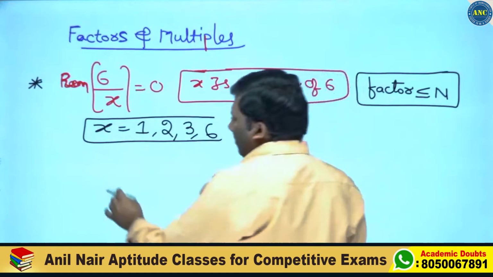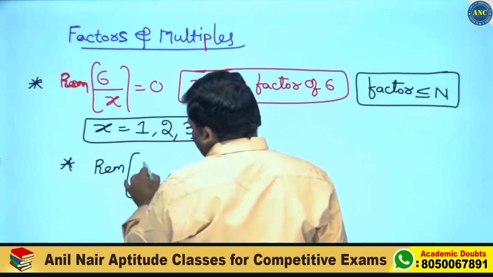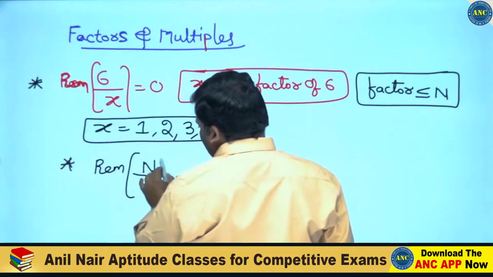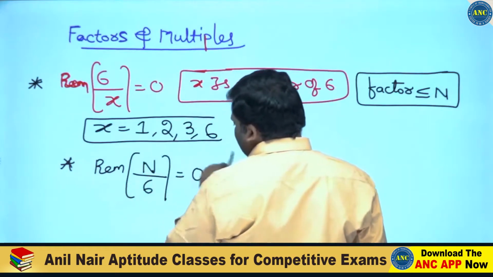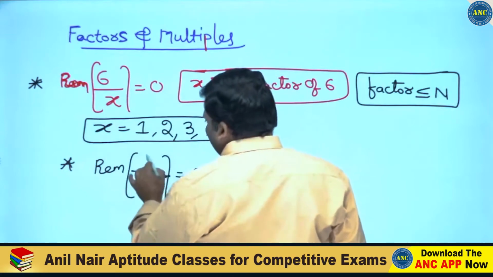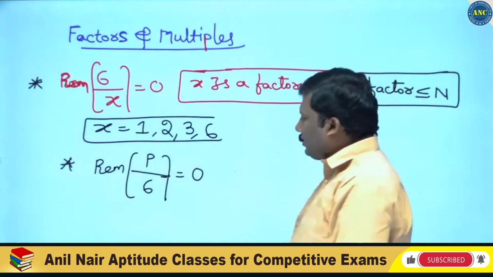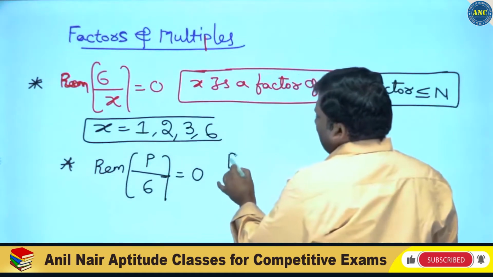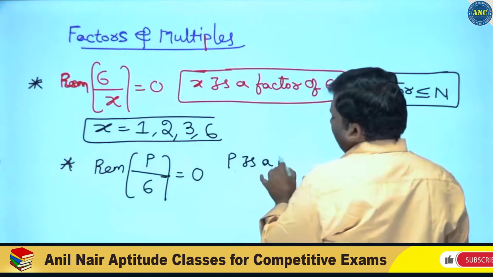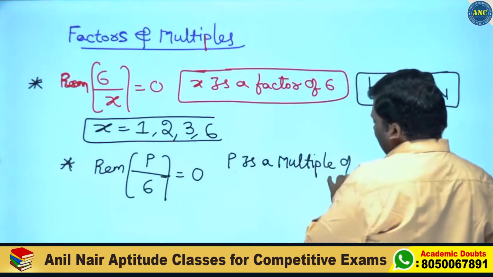What is a multiple? Suppose multiple is present in the numerator, and n divided by 6 gives remainder 0. Let me call it P, because there might be a confusion with the number n. P divided by 6 gives remainder 0. Then P is a multiple of 6.